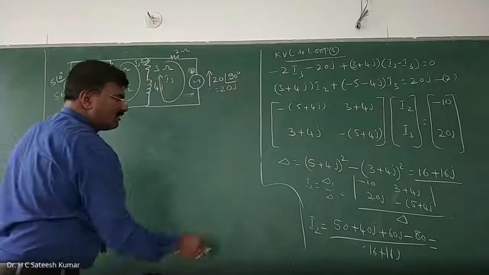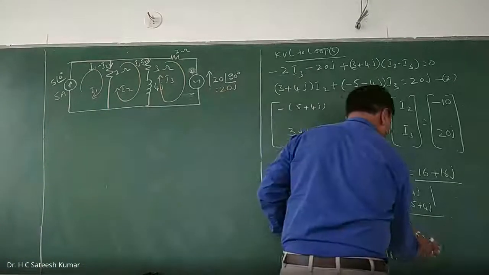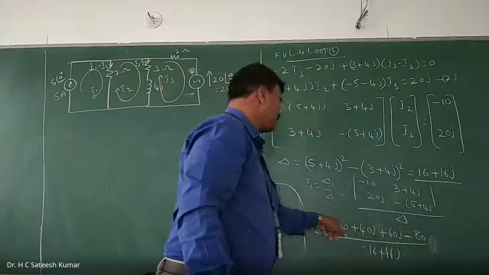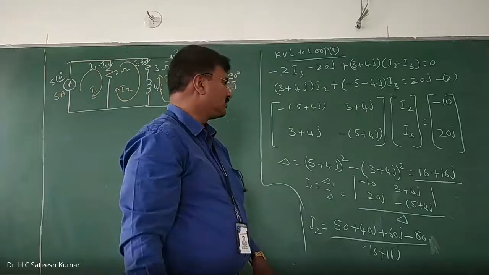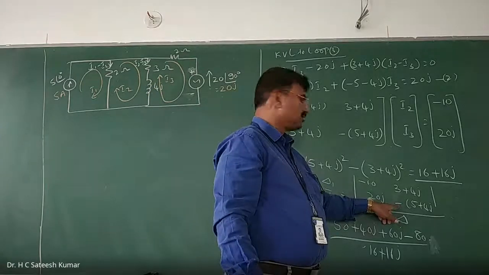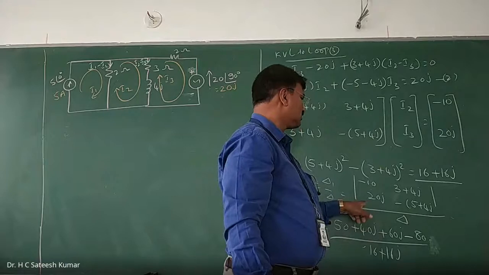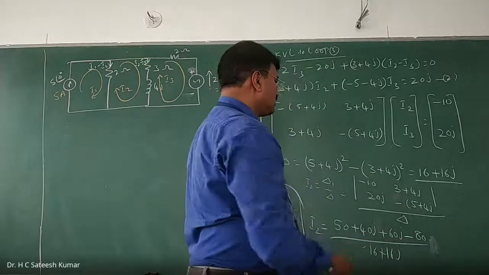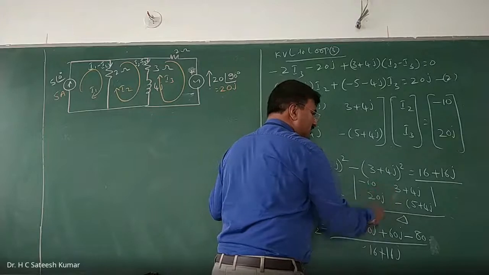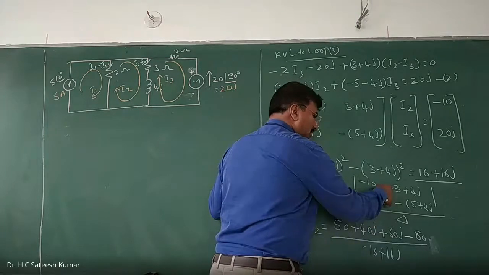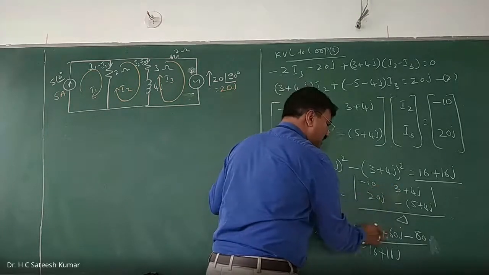Now simplify that. So what do we have? Minus 80 plus 50. Okay, sorry, here one determinant minus is there. You are right, so there is a determinant minus. Therefore, what will you get? Minus of 60j you will get.